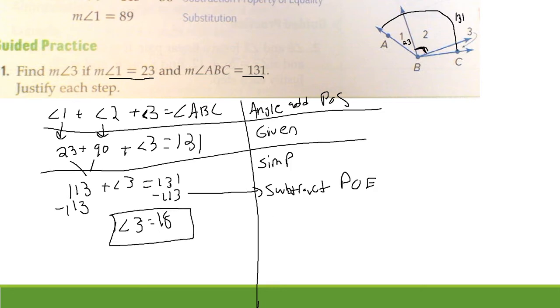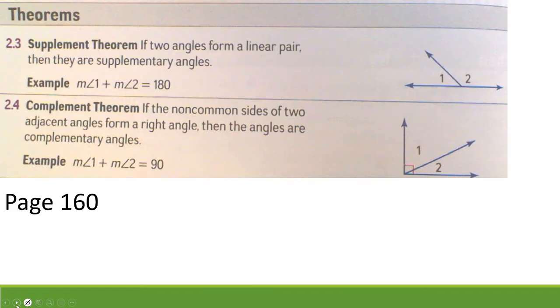So once again, the idea here is that you can take smaller angles, add them together to get a bigger angle. Just like you can take smaller segments, add them together to get a longer segment. Now, there are things that come off of this here: the supplement theorem and the complement theorem.